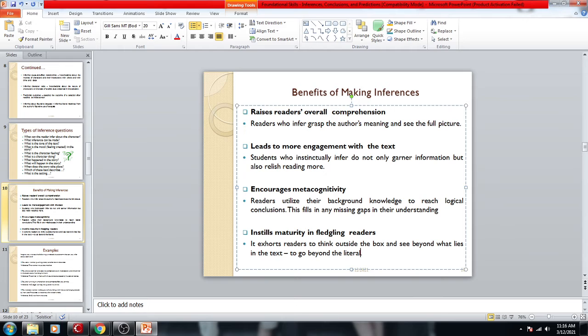To go beyond the literal and dig deeper and think inferentially. Think inferentially, or dig deeper into inferential comprehension.